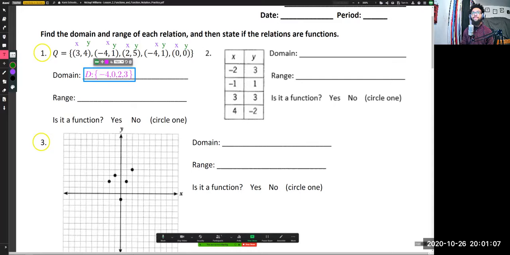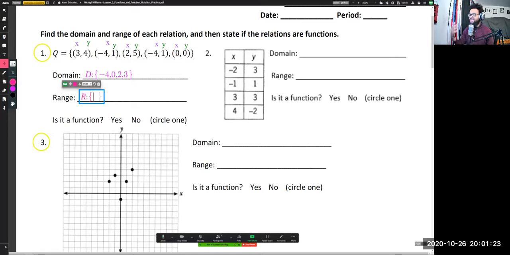And then 3. All right. And there we have my domain listed. Now let's go ahead and write out the range. For the range, I'm going to use this bright pink color. Hopefully you can see this in the video.